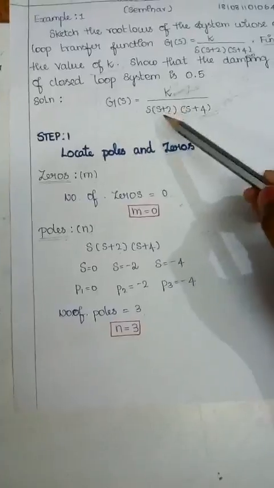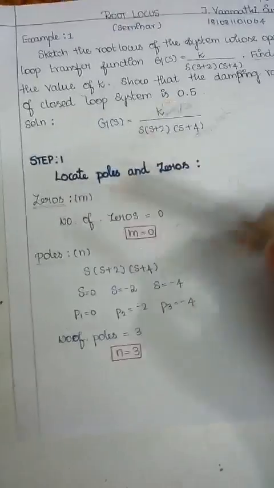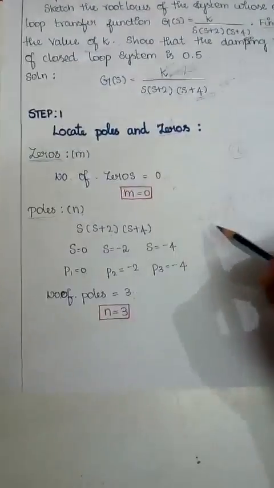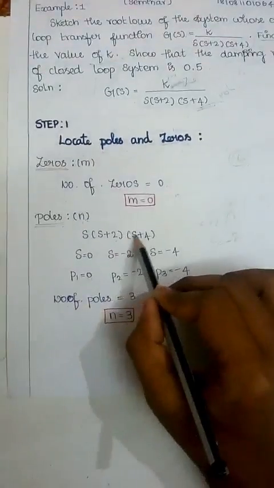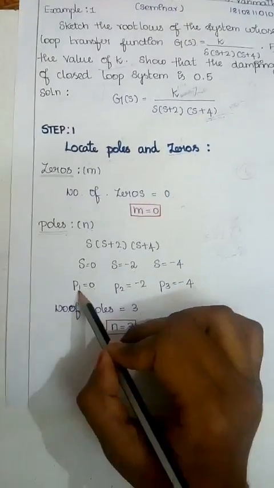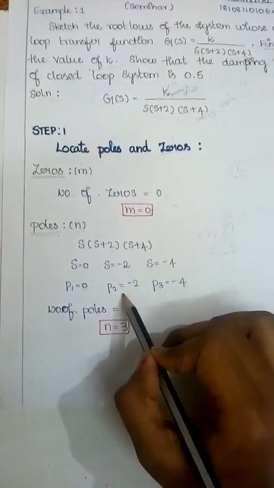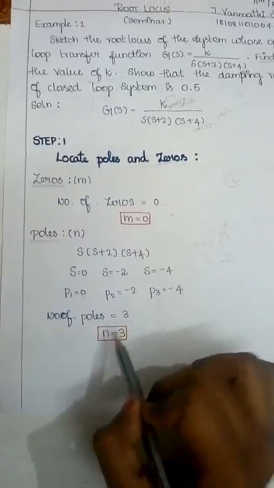In the denominator, s has no value, so I'll put 0, and s plus 2 is a simple equation: 2 goes to the left hand side, it becomes minus 2. Repeating this method, s plus 4 gives s equal to minus 4. So p1 equal to 0, p2 equal to minus 2, p3 equal to minus 4. Number of poles n equal to 3.